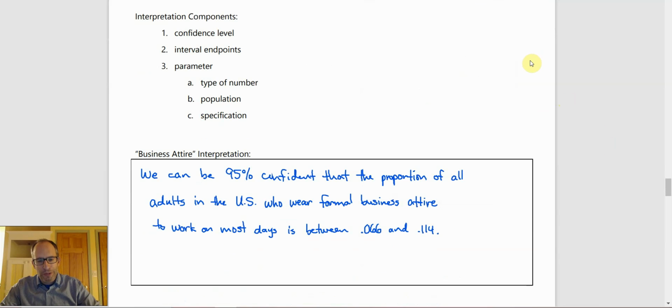So the type of number, what that means is, is it a proportion? Or is it a mean? Or what is it? I mean, you can estimate other things, but we're just going to do proportions and means. Then whatever your population is, so like US adults or something, and then the specification or the context.